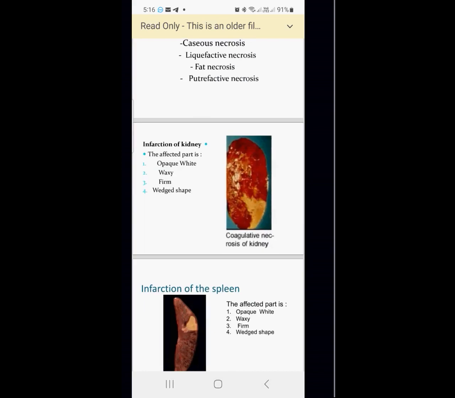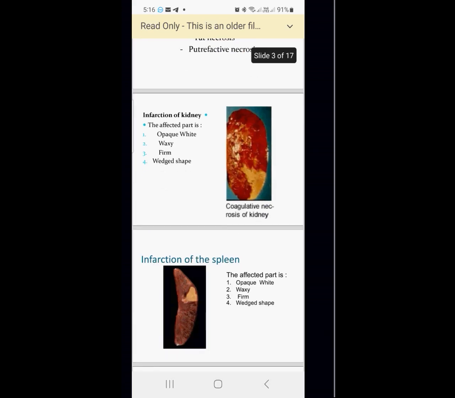An infarction is due to reduction in blood supply or cut off of the supply. So the affected parts will be opaque, white, waxy, firm, wedge shape. Usually common coagulative necrosis in the kidney will be in اللي هو الكورنر اللي انتوا شايفينه ده.